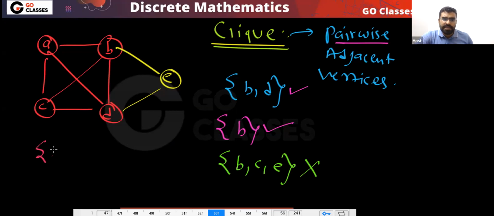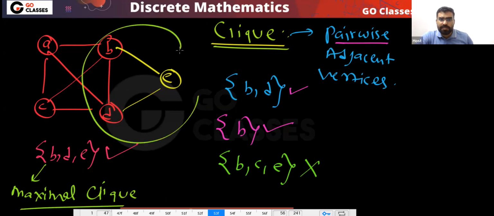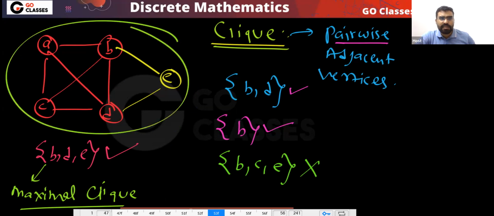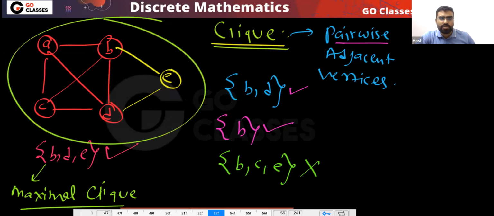Tell me, B, D, E: is this a clique? Yes. Can I say this is a maximal clique? Can you add something more? No, you cannot add anything more. This is the maximal clique. Is this a clique? No, because E, A are not adjacent. So this is not a clique.